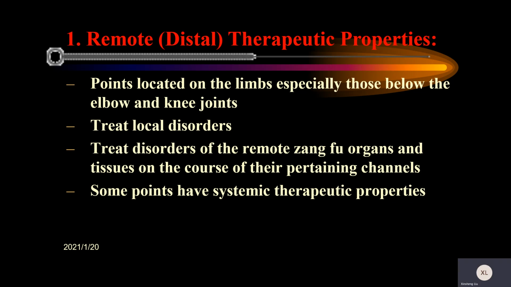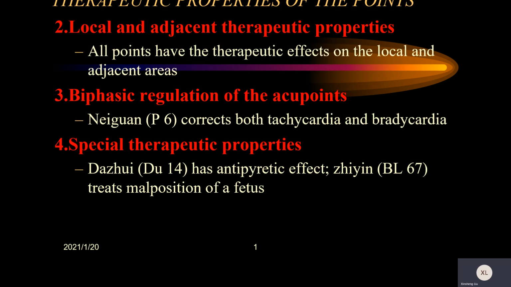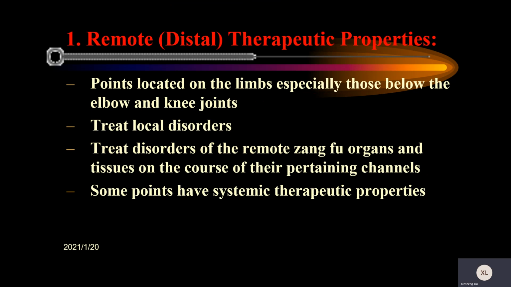We talk about the point actions. There are so many acupoints, so how do we understand and memorize these points' actions, especially special points? A lot of points below the elbow and below the knee joint have very amazing remote distal therapeutic properties. These points located on the limbs, especially those below the elbow and knee joints, treat local disorders and also treat disorders of remote zangfu organs and tissues on the course of their pertaining channels.